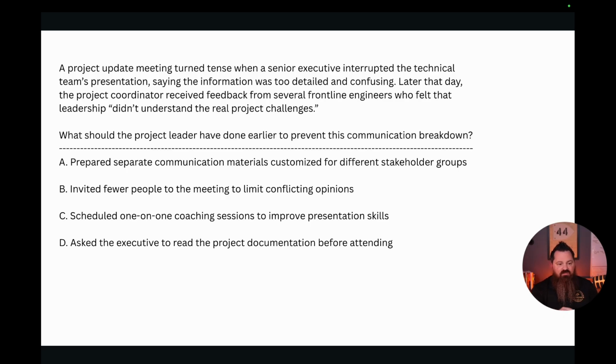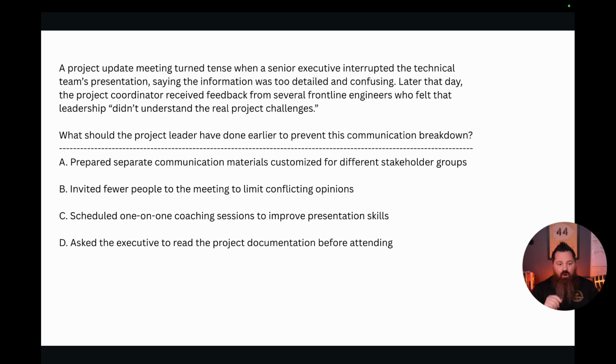B, invited fewer people to the meeting to limit conflicting opinions. All right. Avoids the issue, doesn't actually do anything to help us out right now. Although, I'm sure we've all chopped off that invite list a couple of times, but remember, the PMI or PMI-RMP is not addressing how you do things in real life. We're looking at the actual persona of a perfect project. You're not going to just drop people off the list.